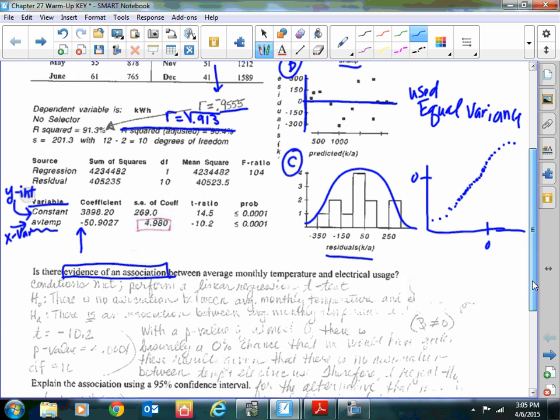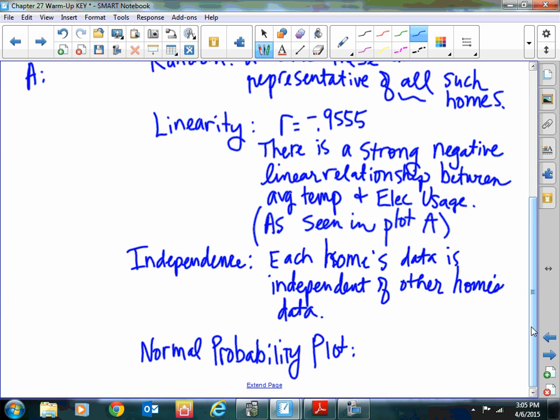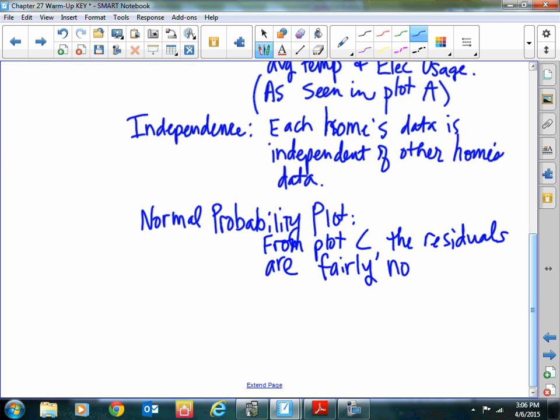So plot C is the one that we want for this normality, and that is the one that tells us that from plot C, the residuals are fairly normally distributed.